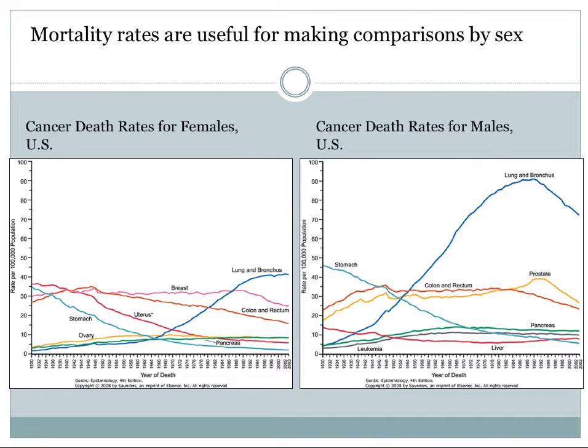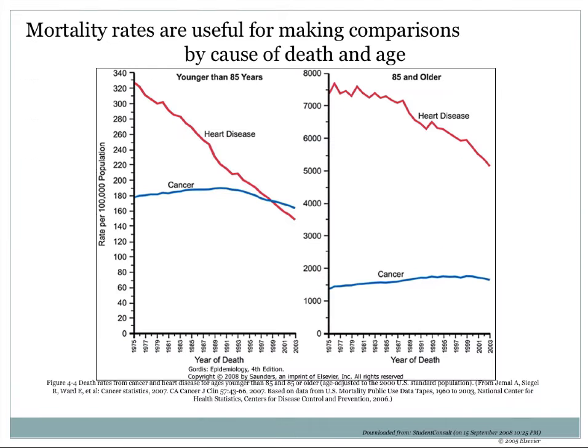Here's another important contribution of mortality rates. We can compare rates among sexes, among ages, and so on and so forth. From the graphs, you can see that lung cancer is a leading cause of death for both men and women, but it definitely affects more men than women. Here we can see that cancer is the leading cause of death among people under the age of 85, and cardiovascular disease is the leading cause of death for people over the age of 85.